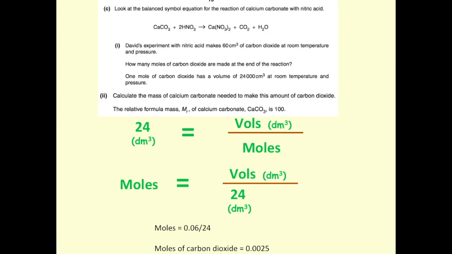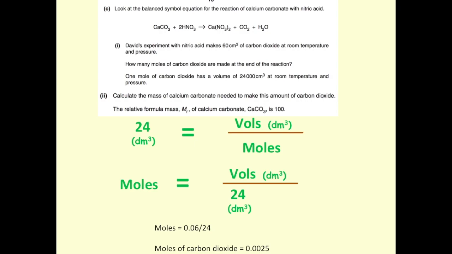So 0.06 is 60 divided by 1,000, and so when we divide that by 24, we get the moles of carbon dioxide as 0.0025 moles. For the second part of the question, we need to be able to look at the equation and also remember that moles equals mass over Mr. So it tells us the mass of calcium carbonate needed to make this amount of carbon dioxide.